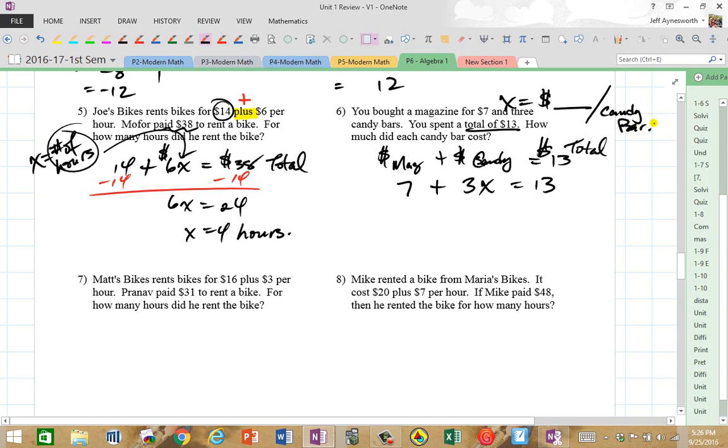We don't know how much the candy bar costs, so let's solve it. Let's subtract 7. You get 3x is equal to 6. 13 minus 7 is 6. Since 3 times 2 is 6, each candy bar costs $2, for each candy bar.